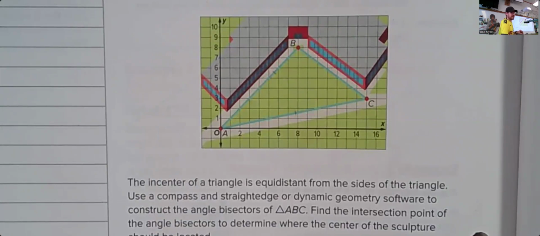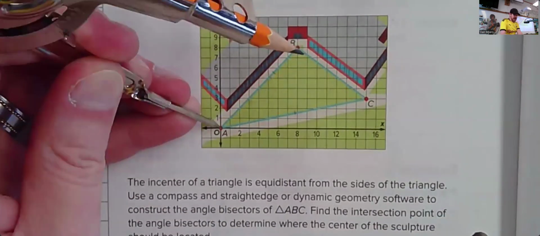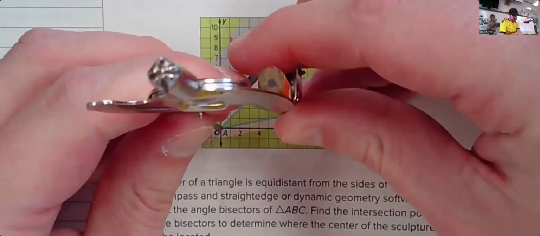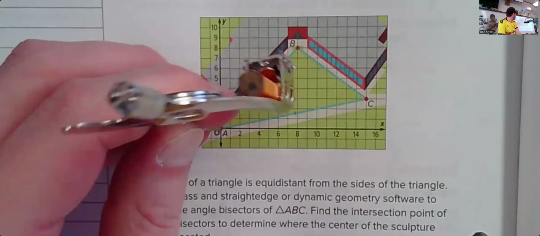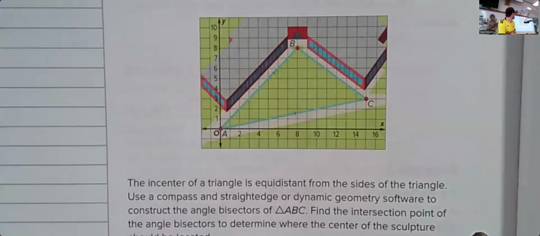So just open it up to a certain amount, put the point on A, put a dot on the blue line AC and then a dot on the blue line AB using that same width of opening. As long as it's the same width, you're good to go.